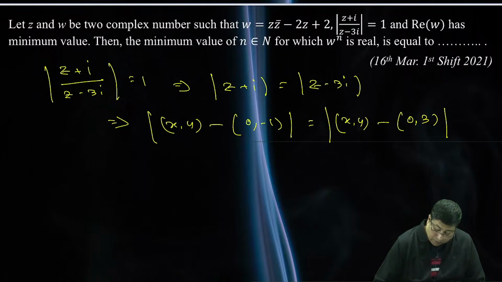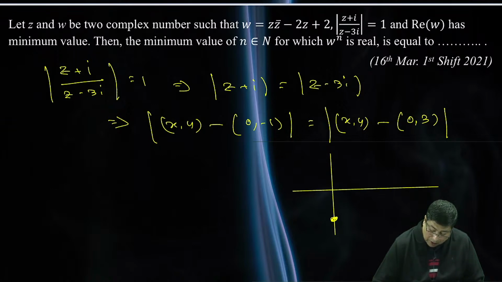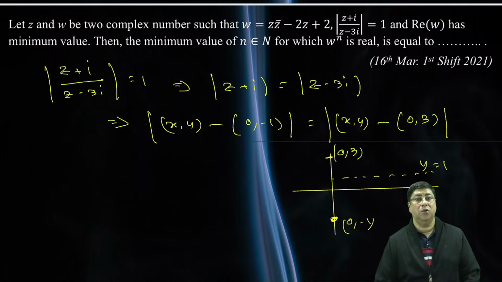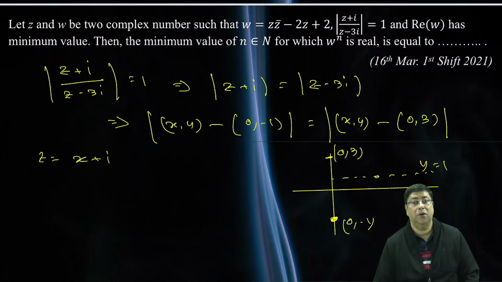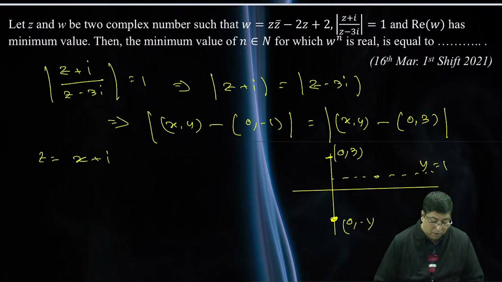So for 0 comma minus 1 and 0 comma 3, its perpendicular bisector is this. So the locus of z is y equal to 1. Let us pick up any point, let z equal to x plus i. x is anything, but y equal to 1, so it is 1i. So in this case, we can write this as omega.